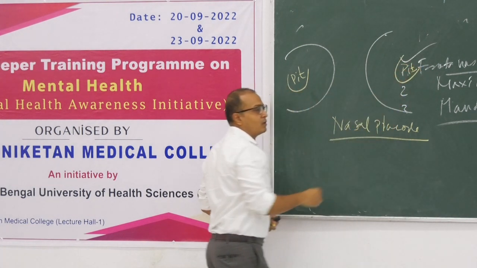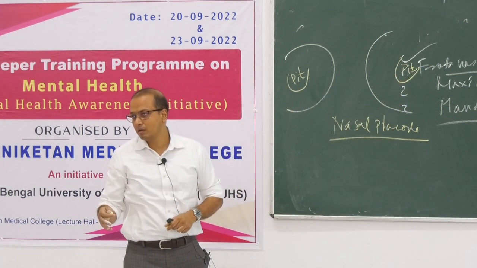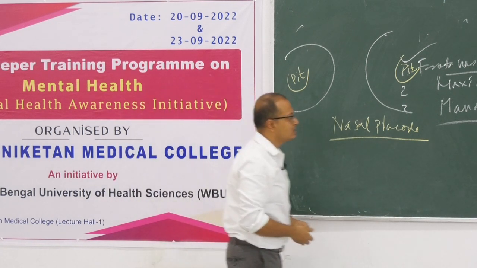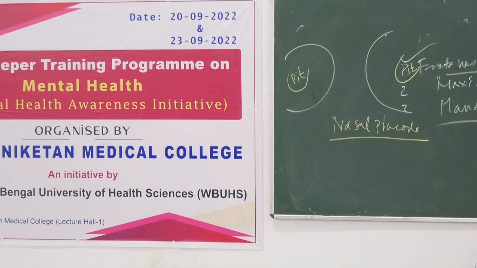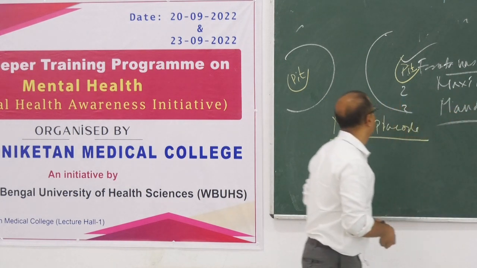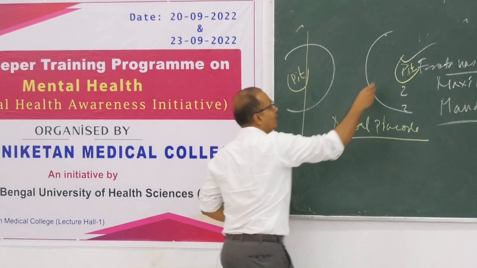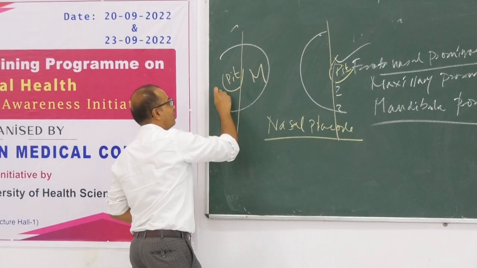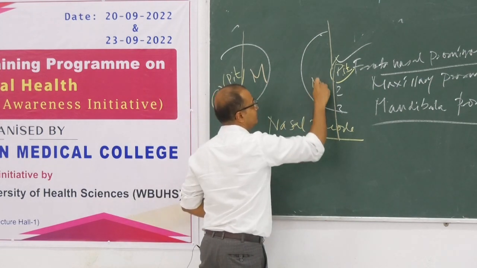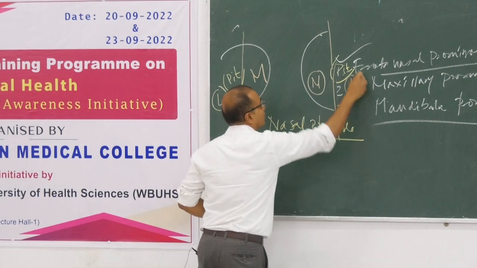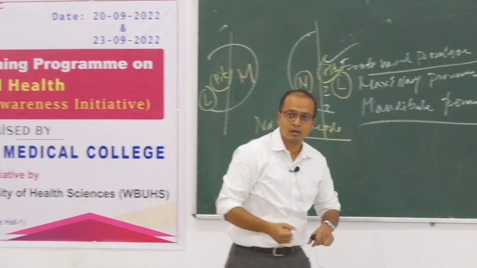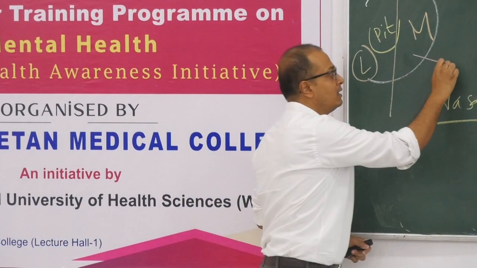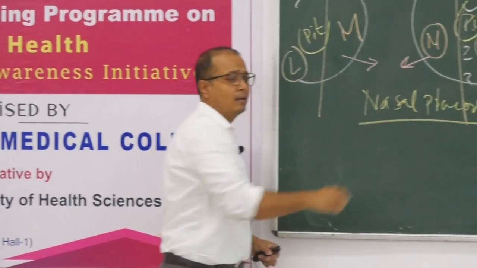So this particular pit, we call it the nasal pit. Because this nasal pit appears, it splits the nasal placode into two entities: a medial half and a lateral half of the nasal prominence.